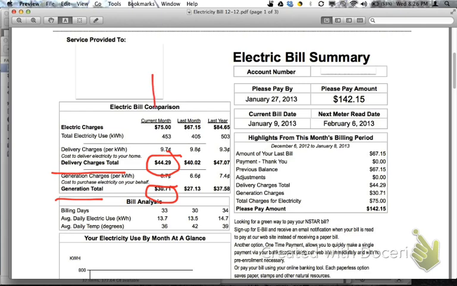You'll see you have the current month. That's the month that you're being billed for. We can compare that to last month, and where it says last year, that's comparing the same month last year.